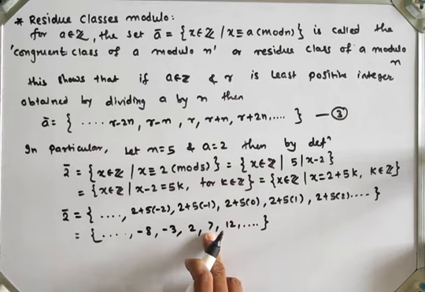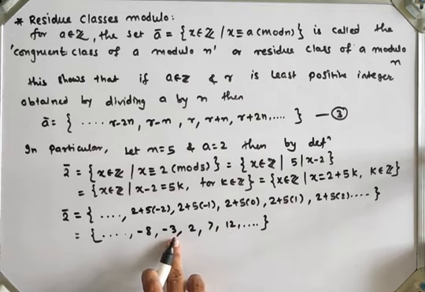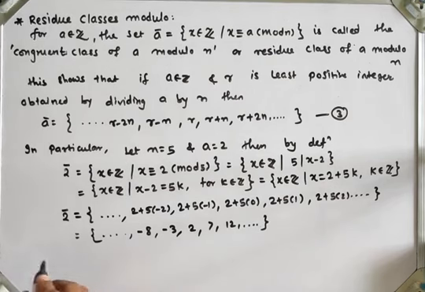So each element, after dividing by 5, gives remainder 2. Suppose here 7 divided by 5, remainder is 2. Again 12 divided by 5, remainder is again 2. Next minus 3 divided by 5, again we get remainder 2. This is the residue class of 2 modulo 5. Similarly, we can find other residue classes.